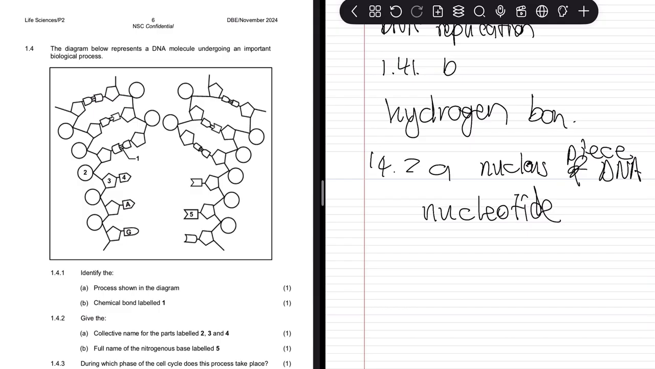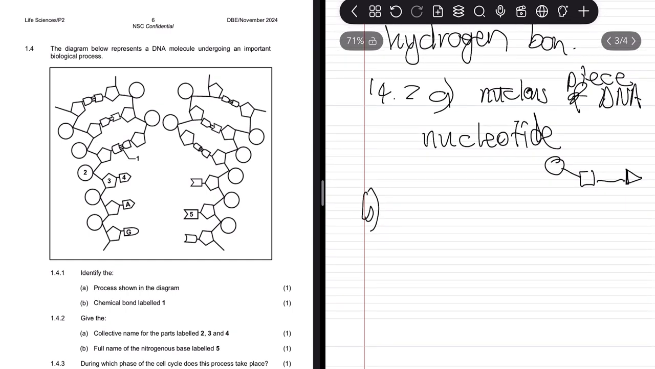Look at that diagram. It's something there, something there, something there. It does look like just one piece, but that piece keeps repeating itself. That's why I'm saying it's a piece of DNA, but it's in the nucleus because I know I'm talking about DNA. So it would be our nucleotide, all right? Try to find ways to remember to mitigate cramming.